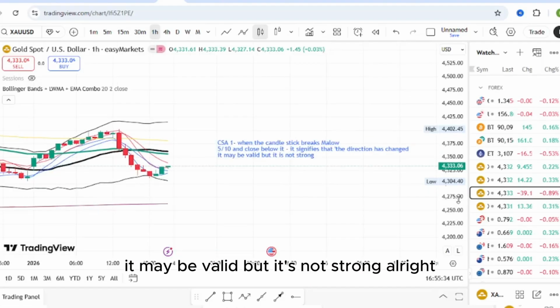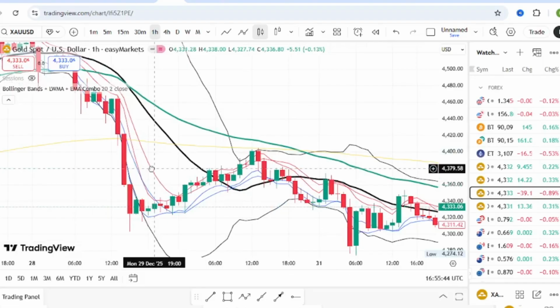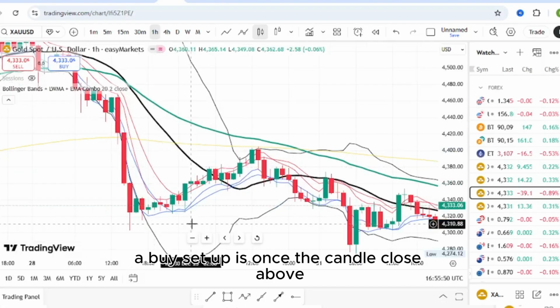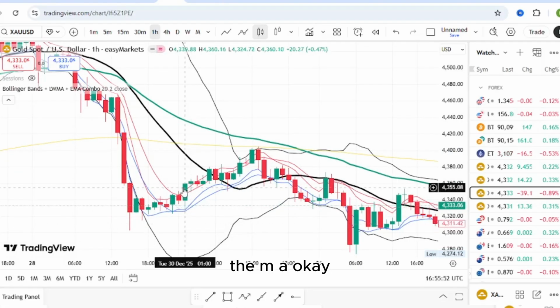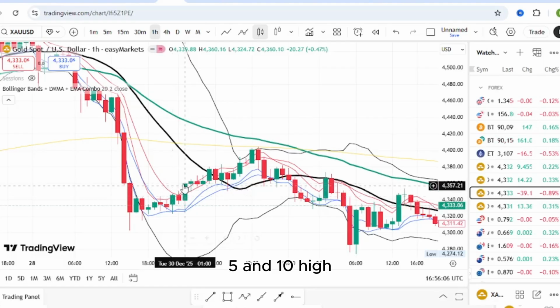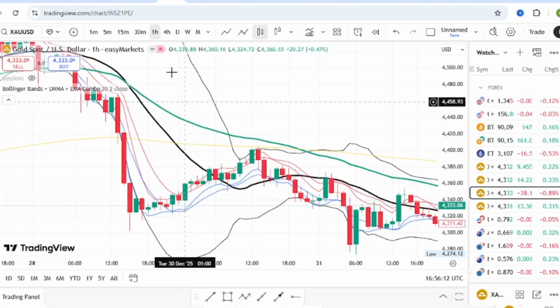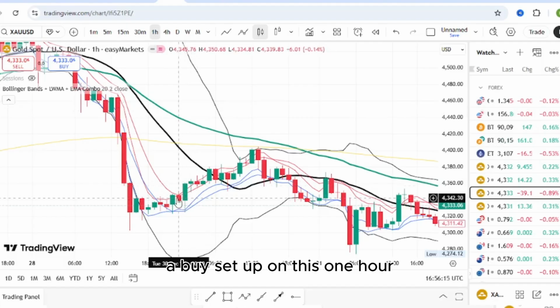All right, so let's look for a buy setup. This is for a sell setup. Let's look for an example of a buy setup. The buy setup is once the candle closes above the MA high, MA 5 and 10 high. You can see this candle has closed above MA 5 and 10 high. So this is an indication that this is a buy setup on this 1 hour. It's just an indication that this is a buy setup.